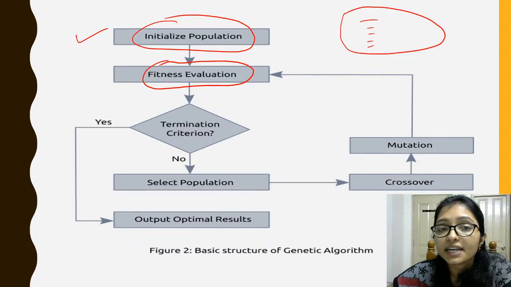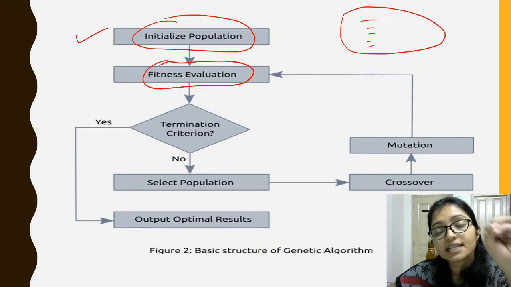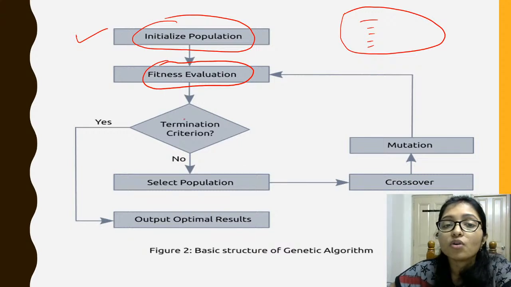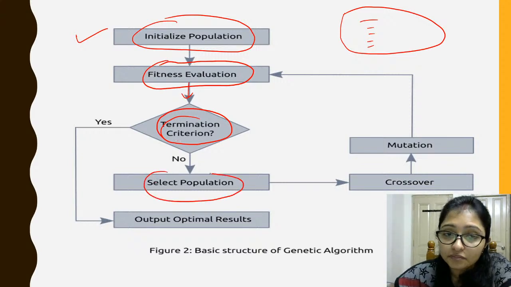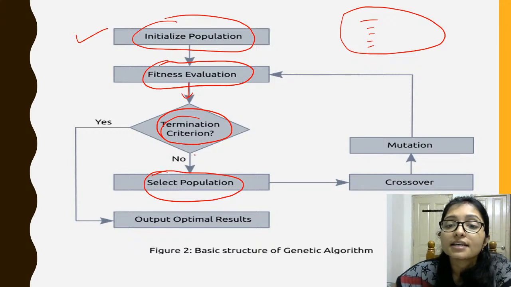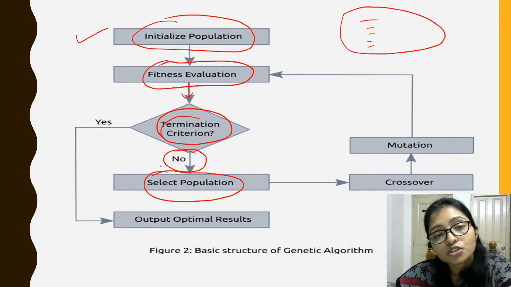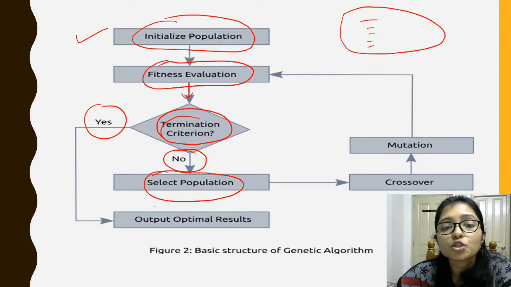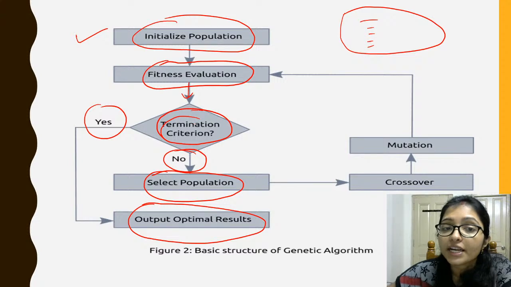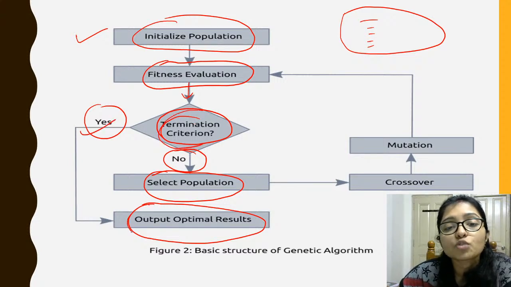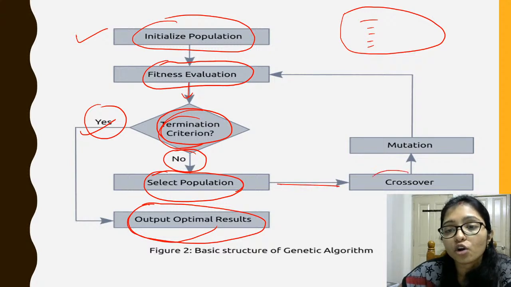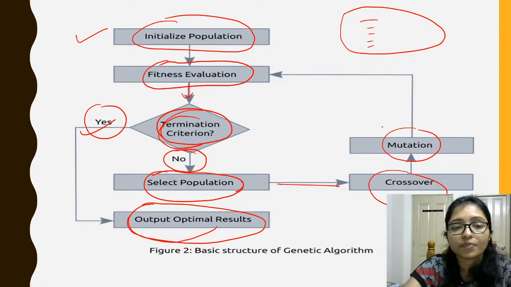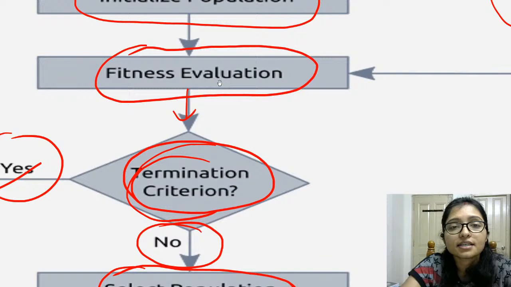Now from that fitness evaluation, it is selecting some fit ones. Then there is the termination criteria. If the termination criteria is satisfied, that means yes, and it outputs the optimal result. If it is not satisfied, that is no, and it goes to select population, and again crossover and mutation go on. I am zooming it, just see every step.